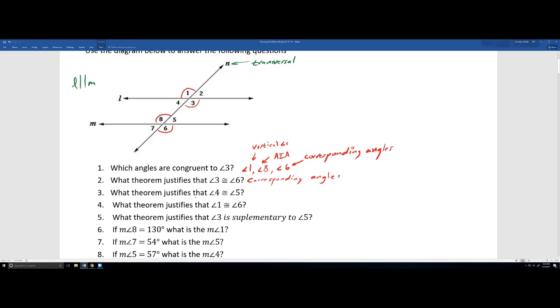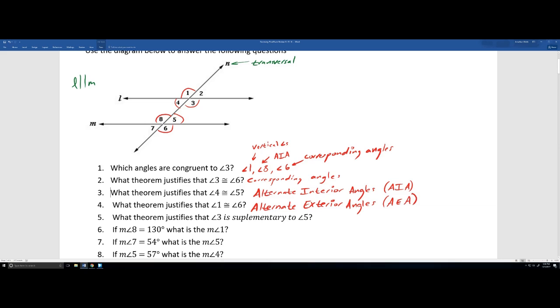And then number three, what theorem justifies angle 4 being congruent to angle 5? So if I look at 4 and 5, I'll go ahead and mark them. 4 and 5. Ooh, that's alternate interior angles. Okay, sometimes you've seen it like that. All right, what theorem justifies that angle 1 is congruent to angle 6? And that is actually alternate exterior angles. So instead of inside the two parallel lines, they're on the outside or exterior. Okay, so that's where the name comes from, which is the rarer one to see, but it does pop up.